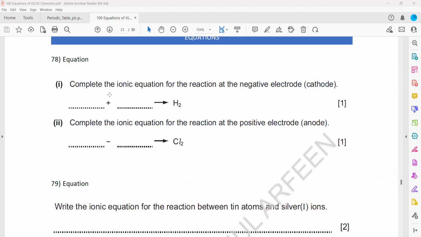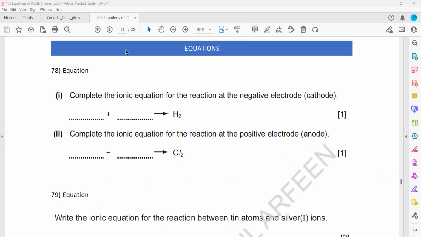The ionic equation for a reaction at a negative electrode, or a cathode, is there. You have to use screen annotation to complete it, like how hydrogen gas can be formed in electrolysis. So hydrogen ions take electrons, but it should be two hydrogen ions gaining two electrons and forming hydrogen gas.